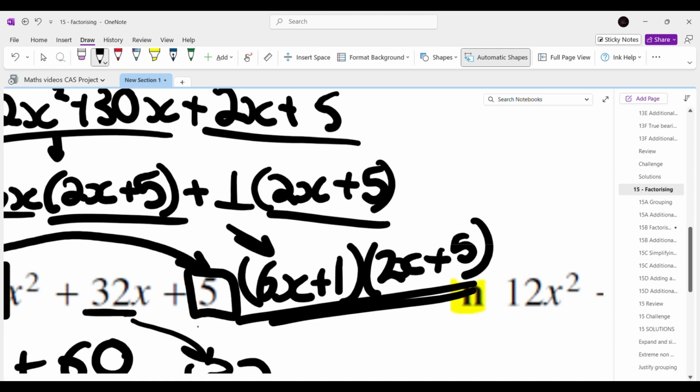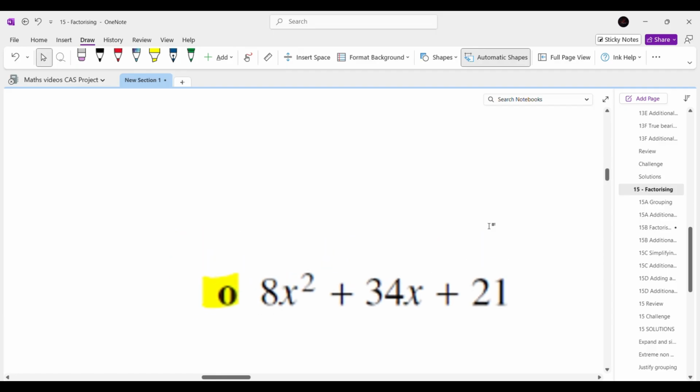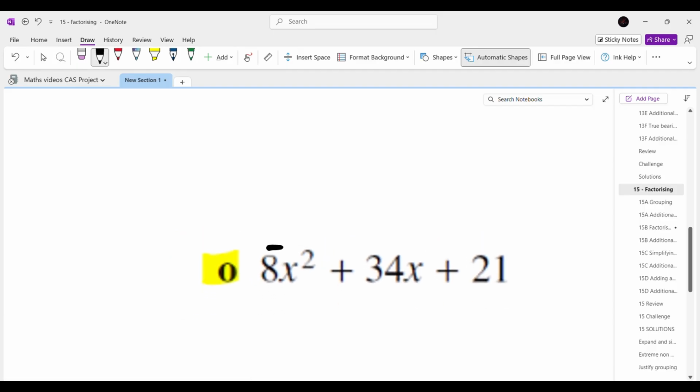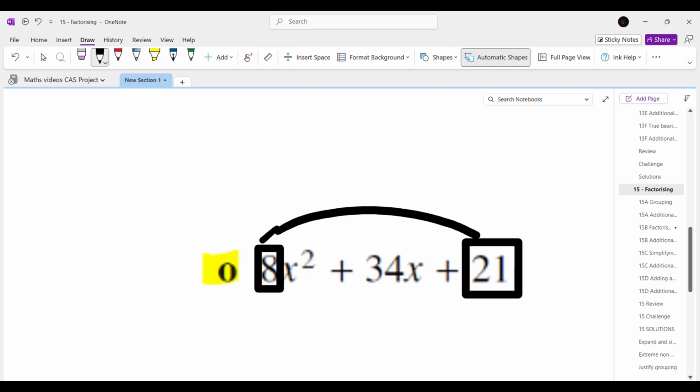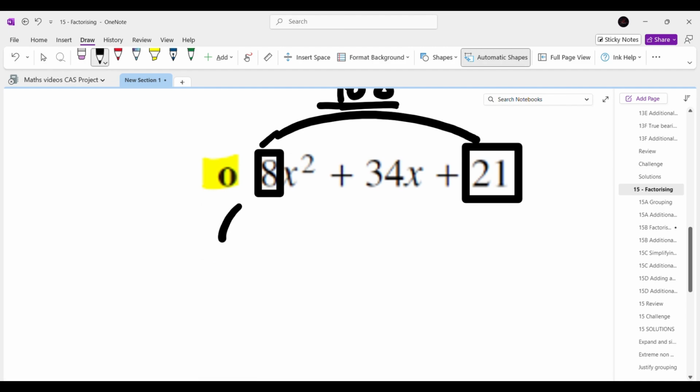I hope I've explained this in the best way possible. I'll do a few more. Let's do this one at the end right here. So we have 8 times 21. So I believe that's 168. I'll just check that on my calculator real quick. Yeah, it's 168.